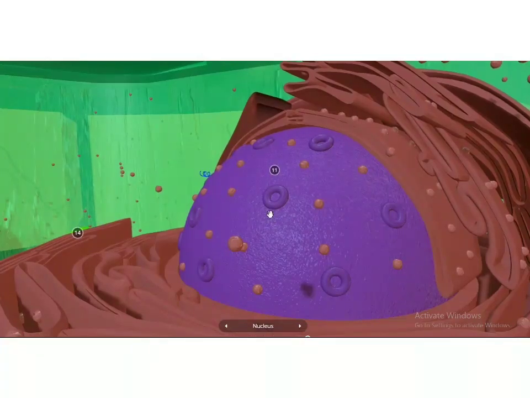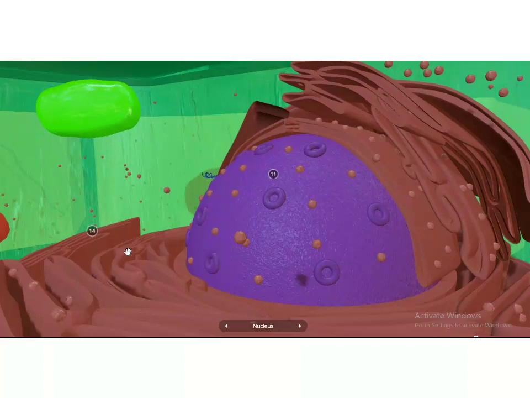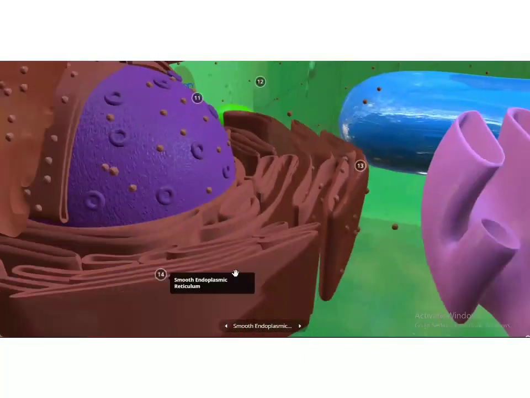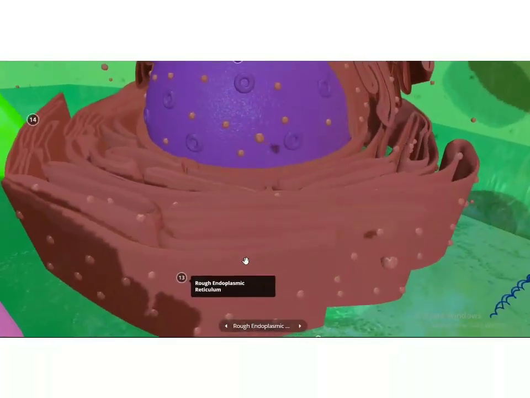Okay, it turns into chromosome during the cell division. And then what is this one and this one? They are the endoplasmic reticulum. In short, this is also known as ER. This is the smooth endoplasmic reticulum, and this is the rough endoplasmic reticulum.